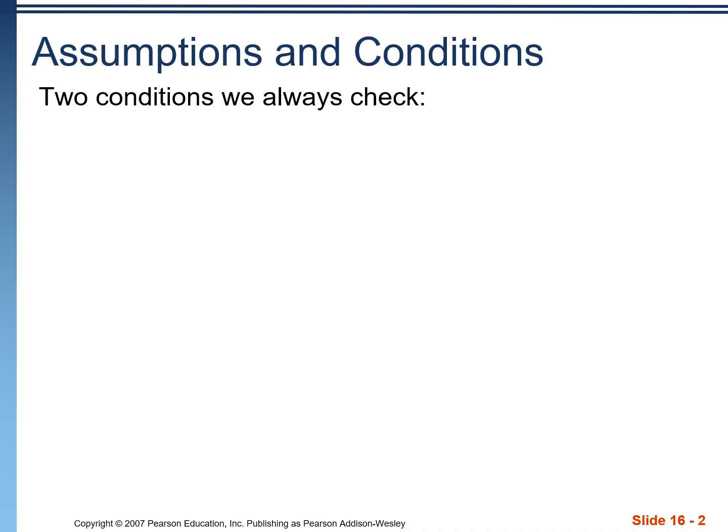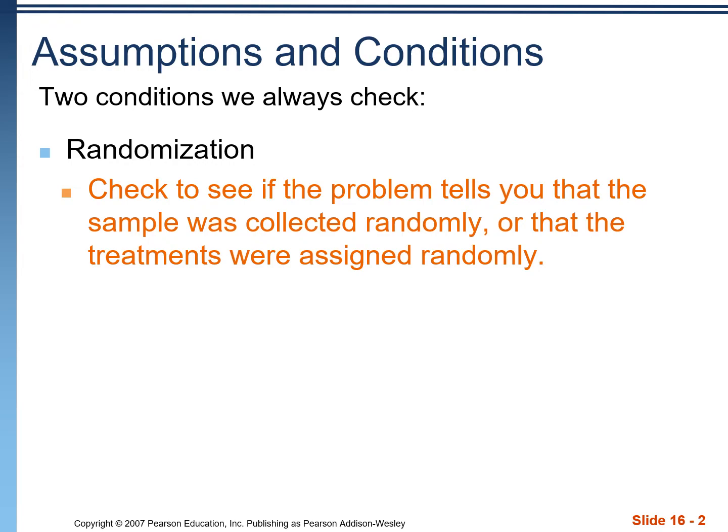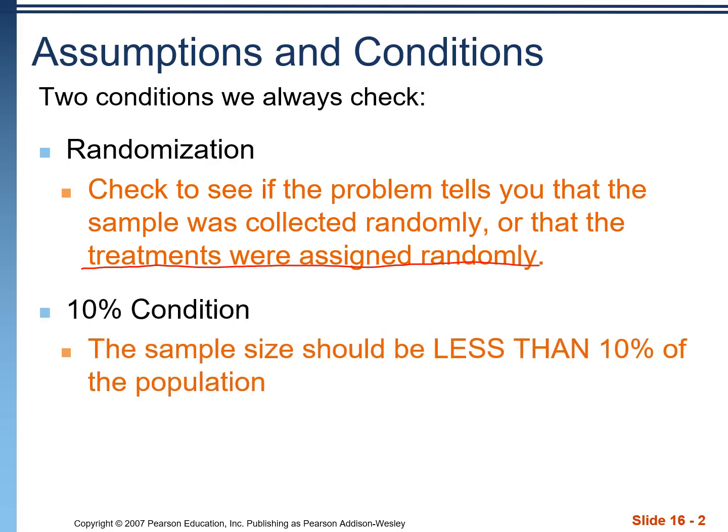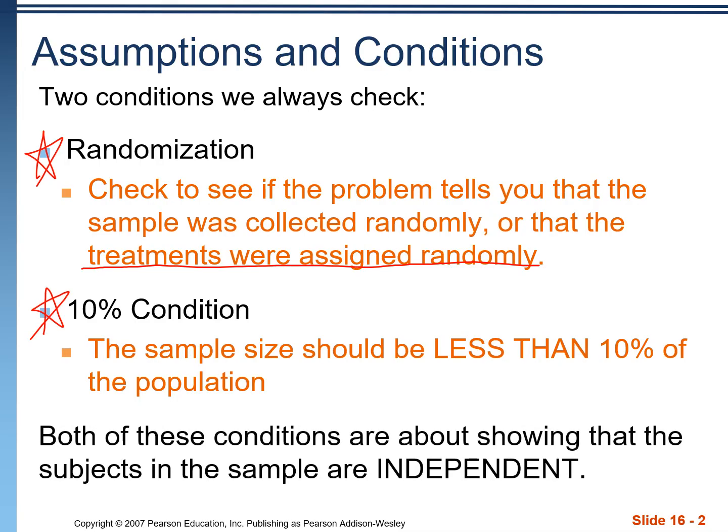with a normal model. Two conditions that we always check for every test are randomization. Usually this is just stated in the problem that it's random. If it isn't stated, we want to say something like we assume the sample is representative. Note that if this is an experiment, we're not looking for the subjects to be selected randomly, we're looking for the treatments to be assigned randomly. The second condition that we always check is the 10% condition, saying that our sample is less than 10% of the population. These two conditions are both justifying that the subjects in our sample are independent. They were collected randomly, and they're less than 10% of the population. Their responses should be independent of one another.